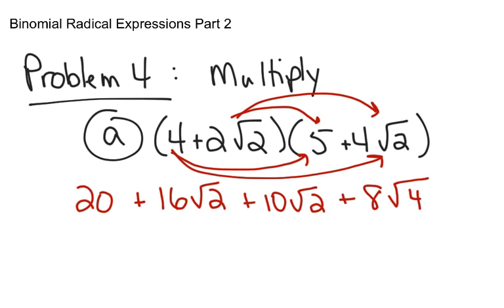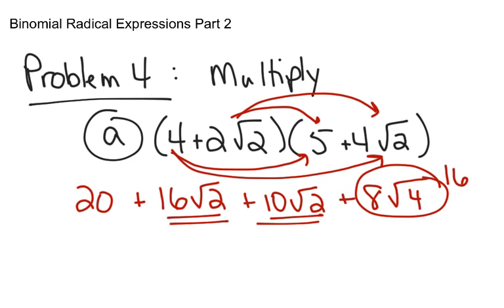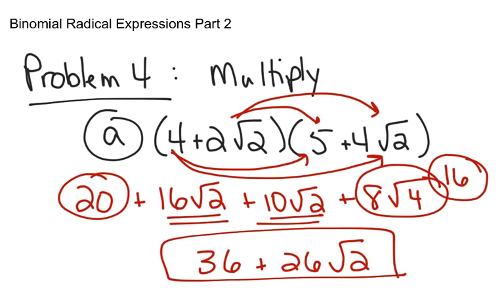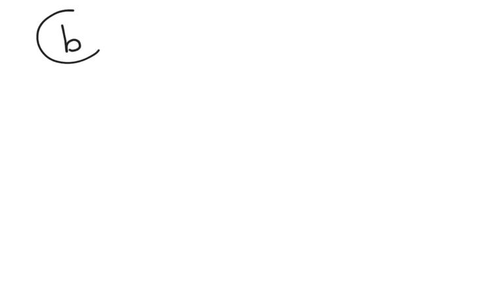Alright, now I've got some things going on. One of them is that these are like terms. And this is really 8 times 2, which is 16. So that makes these like terms. So 20 plus 16 is 36. 16 the square root of 2 plus 10 the square root of 2 is 26 the square root of 2. And that's the final answer, because you cannot add the 36 with the 26 square root of 2. They're not like terms.